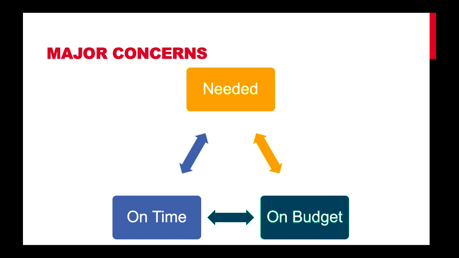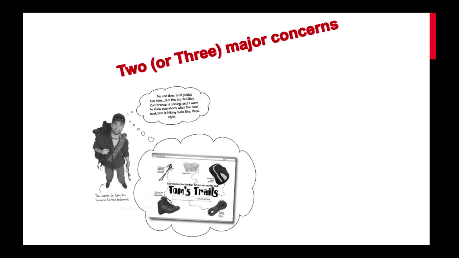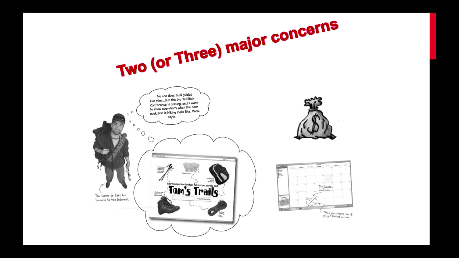If something is on time and it's also what you needed, it's going to be super expensive. It's likely not going to be on budget. So there's all these trade-offs. Through our book, this is what we'll be picking. We're going to be working with Tom's Trails in this chapter and talking about this trade-off between time and money in building the website.